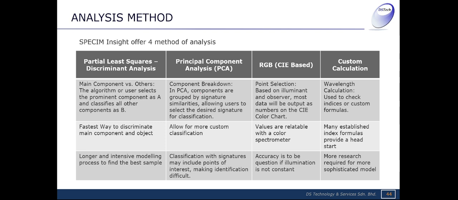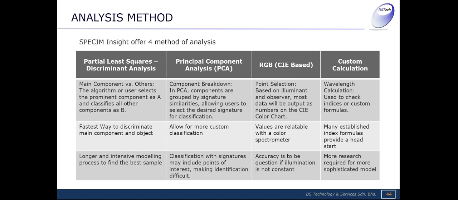And then you have RGB. Of course, RGB is straightforward, really. You're just looking at the color, but it's not a good way to look at the IR range, because RGB at the end of the day is something that you can see. And lastly is custom calculation. It's actually more of indexes that you already have. For example, if you want to look at a vegetation index, you use custom calculation. Okay, so maybe I can get more into this.